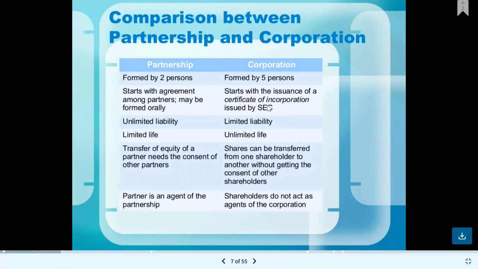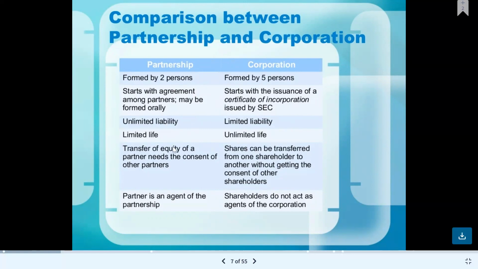So the very existence of a corporation is because of this certificate. It cannot be just formed orally. And as to its life, for a partnership, the life is actually limited. So actually, this is not unlimited. This is wrong. The life of a partnership is limited, but a corporation will have unlimited life.